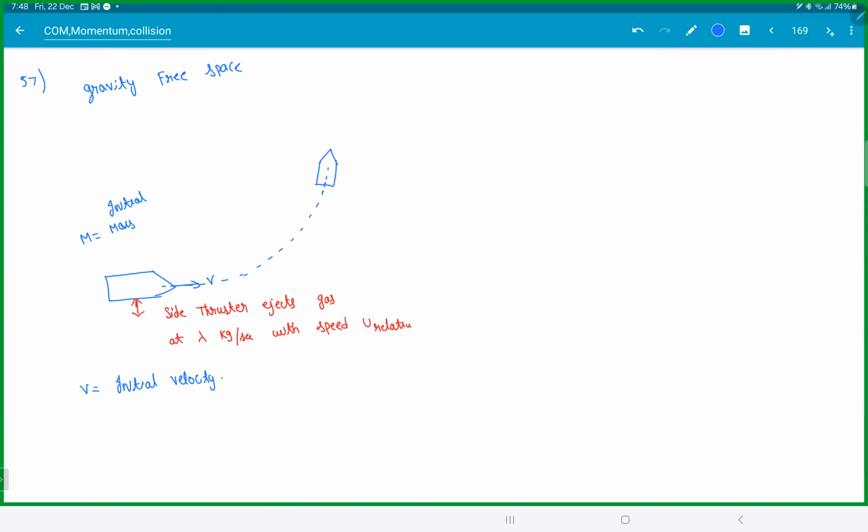So the rocket will actually bend, deviating by delta. Because of the side thrusters, the rocket deviates. Find delta as a function of time t. By what angle will this rocket deviate due to the side thrusters?